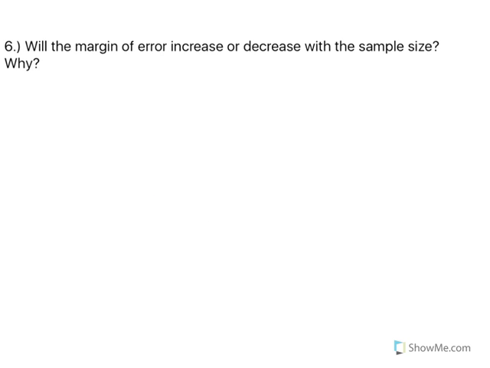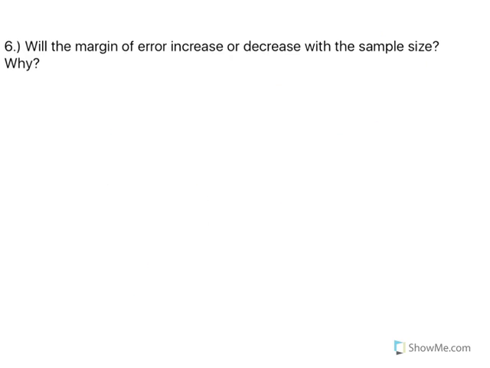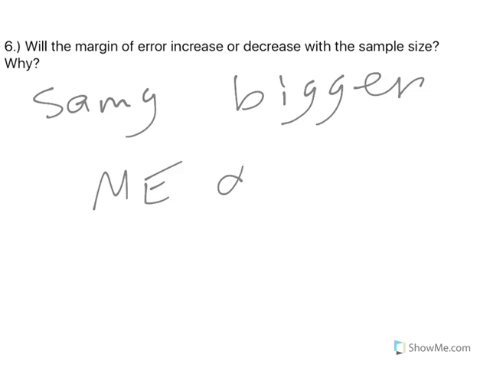Will the margin of error increase or decrease with the sample size, and why? Well, let's look at some of our examples. From 1 to 2, our sample size increased hugely, and our margin of error went down. Because if you think about it, the sample size is like how many people you're talking to. The more people you talk to, the more accurate your data is going to be. If you only talk to 10 people, you're not getting very good data, a very good sample. So as the sample size gets bigger, the margin of error decreases because your information is more accurate, and the more accurate you are, the less wiggle room you need.